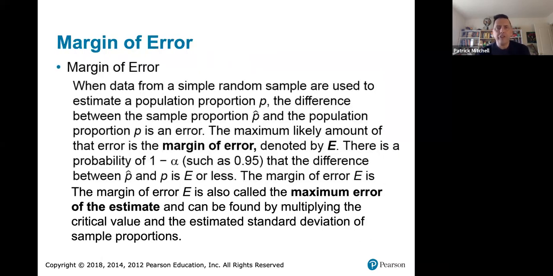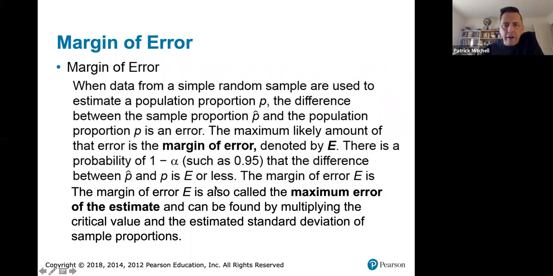All right, that brings us to margin of error. When data from a simple random sample are used to estimate a population proportion P, the difference between the sample proportion, p hat, and the population proportion is called an error. It's not an error as in a mistake, it's just an error as in it differs by this much. The maximum likely amount of that error is called the margin of error. The notation that we use for margin of error is a capital letter E. There is a probability 1 minus alpha, for example 0.95, that the difference between p hat and P is E, that margin of error, or less.